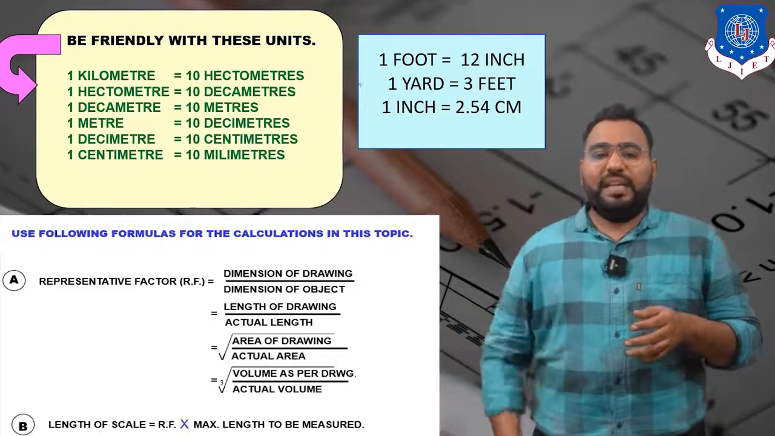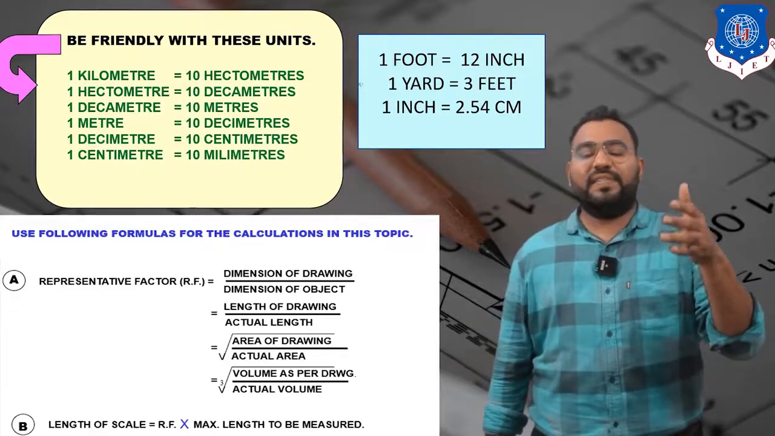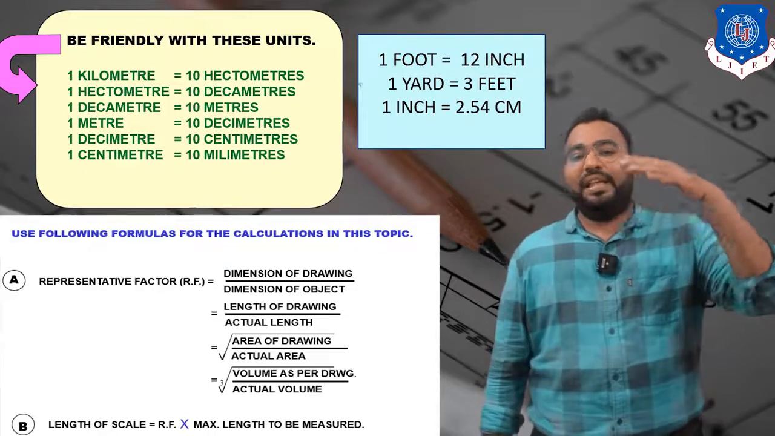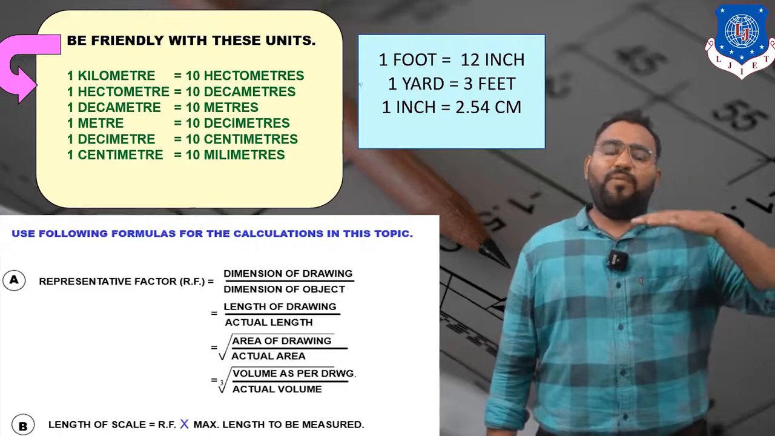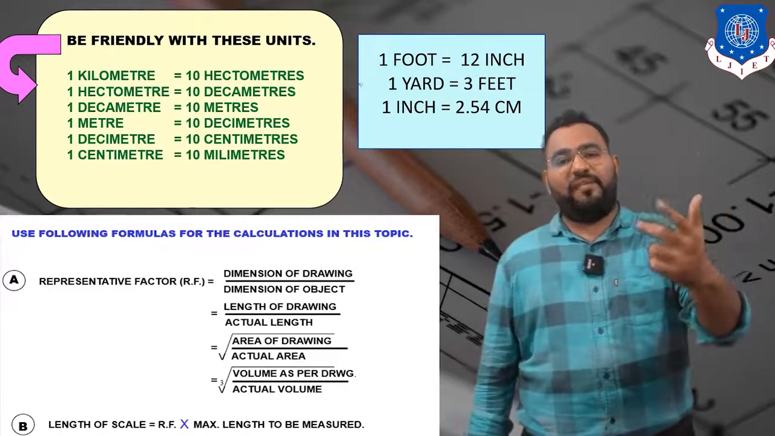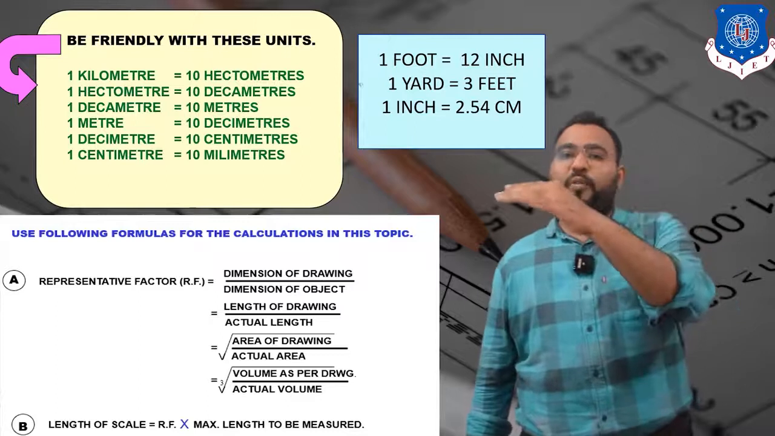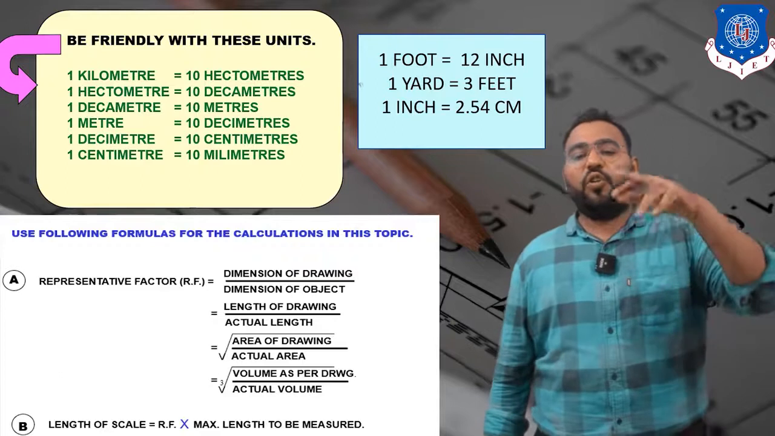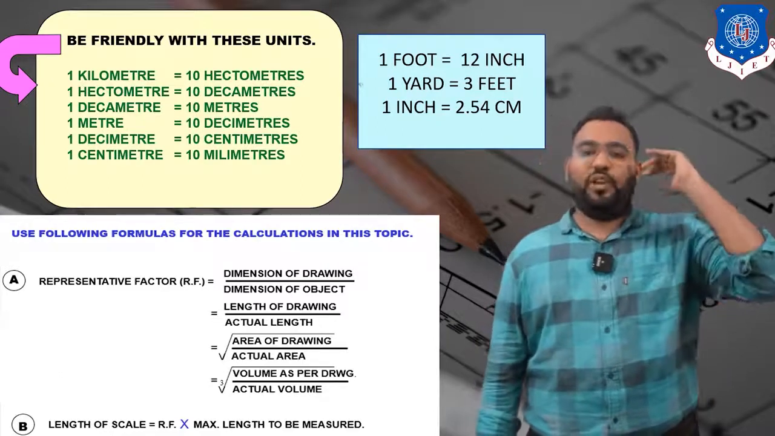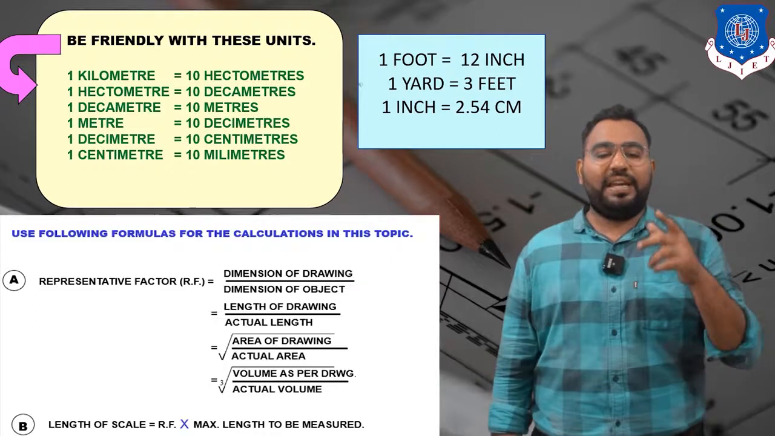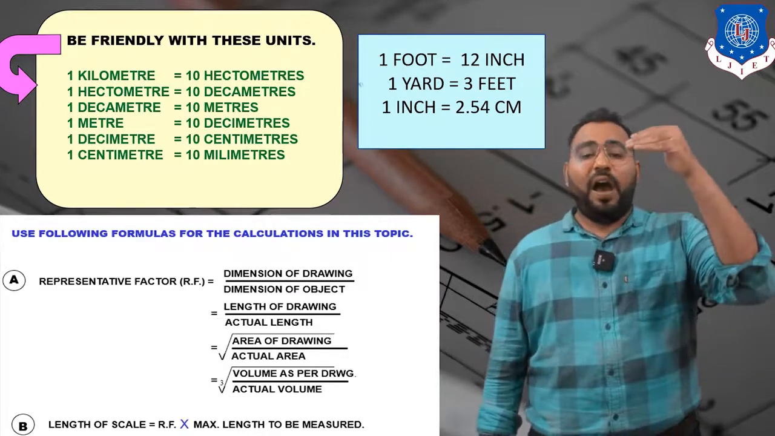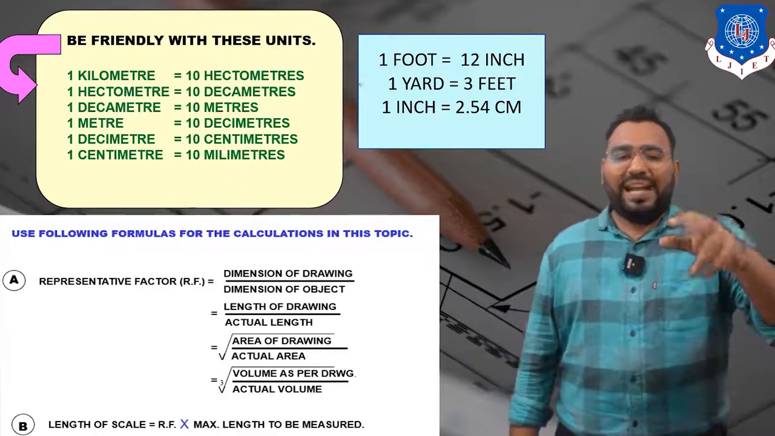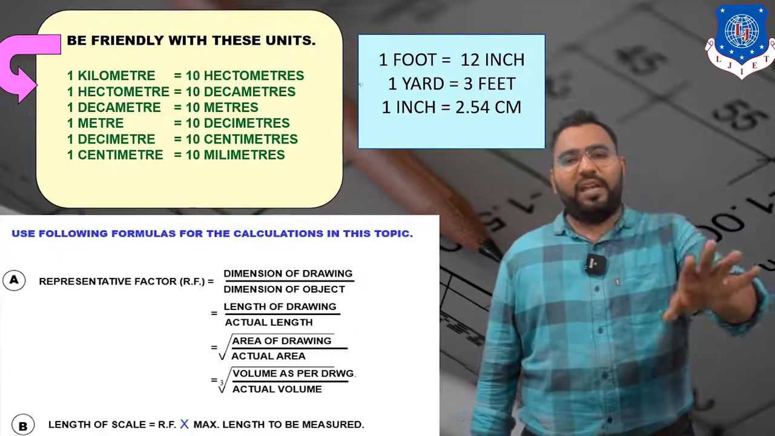And also you can see the representative factor definition, or you can say the scale definition, which I already told you. It is drawing dimension upon actual dimension. Let's say the drawing dimension is in the form of some area. Then you have to find the representative factor is equal to the square root of the area of drawing upon actual area. Same for volume. You have to find the representative factor is equal to the cube root of volume of drawing upon actual volume. Okay, and the second thing which you have to remember is length of scale is equal to representative fraction multiplied by maximum length to be measured. So right now you have to just remember these two equations. Don't worry if you don't get it.